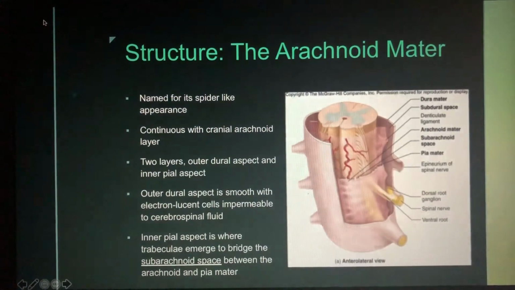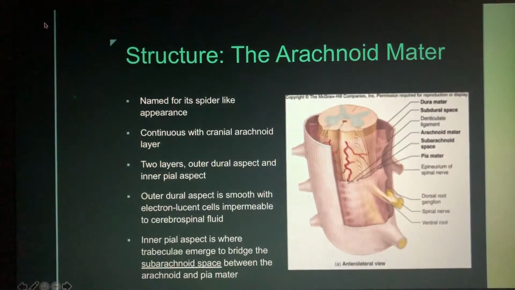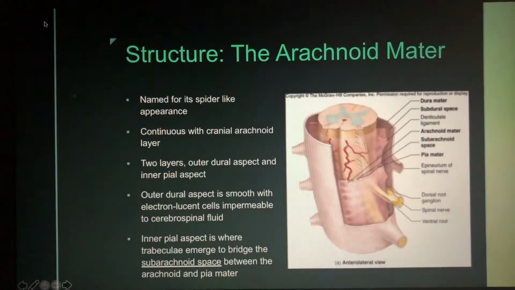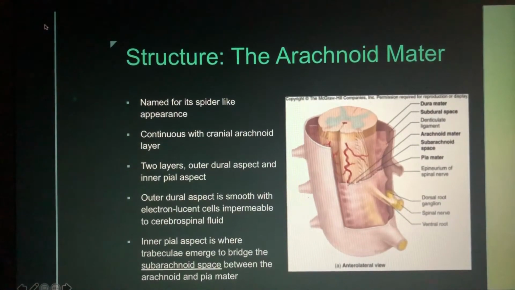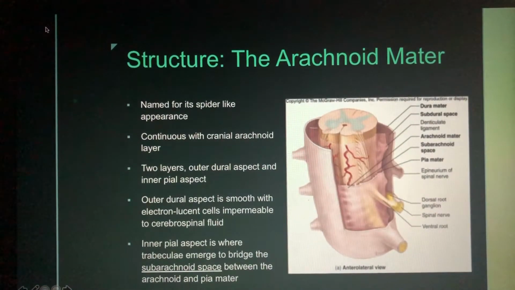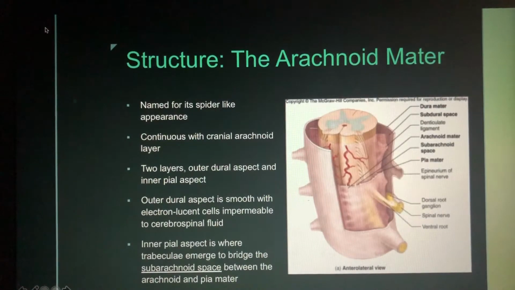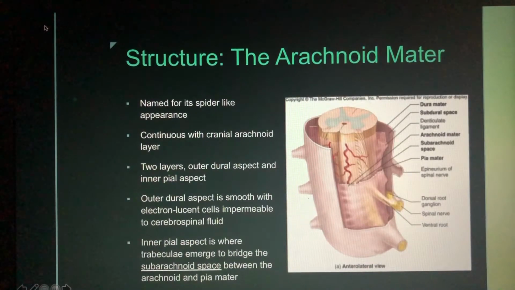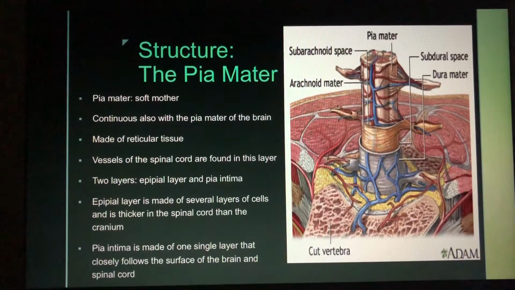The outer layer is made of electron-lucent cells that are flat and impermeable to cerebrospinal fluid due to the intercellular junctions. The innermost portion of the arachnoid layer is the arachnoid reticular cell layer that is made of loosely arranged cells anchored by desmosomes to the inner aspect of the arachnoid barrier cell layer. The third and final layer is the pia mater of the spine.